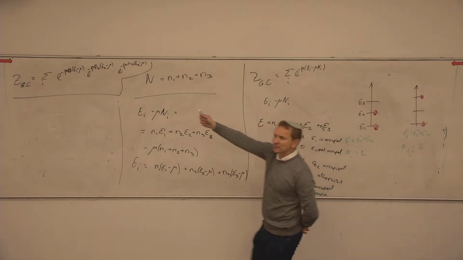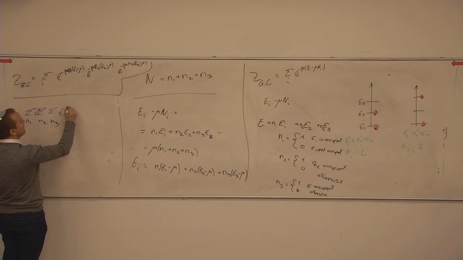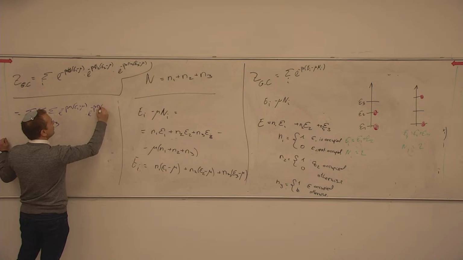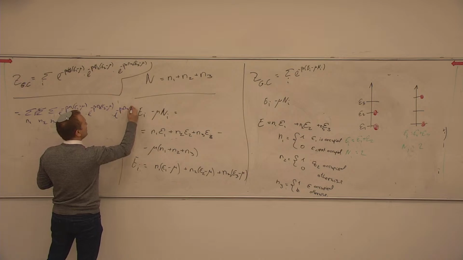So when I'm using this representation, I have not created different particles. I'm looking at the independence of different states. And this can be done because the total number of particles is not constant. Only in this way can I use this. So this equals a sum over n1, a sum over n2, and a sum over n3, of e to the power minus beta n1 (epsilon 1 minus mu), times e to the power minus beta n2 (epsilon 2 minus mu), times e to the power minus beta n3 (epsilon 3 minus mu).